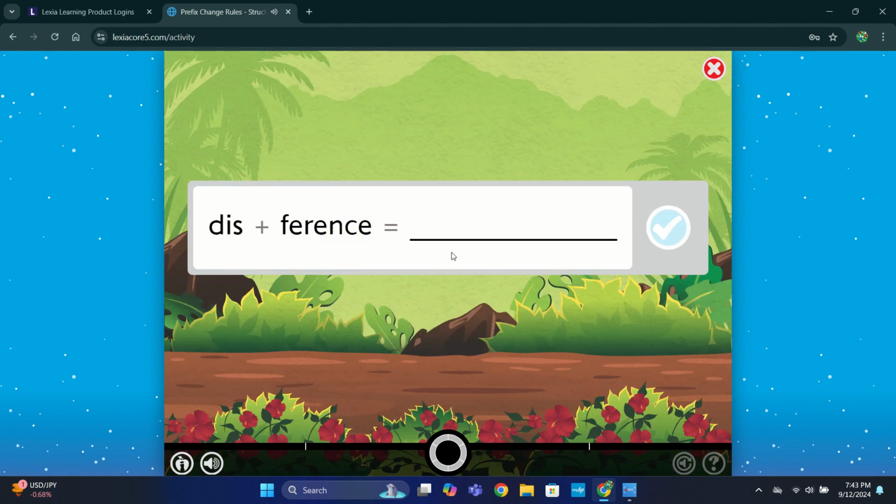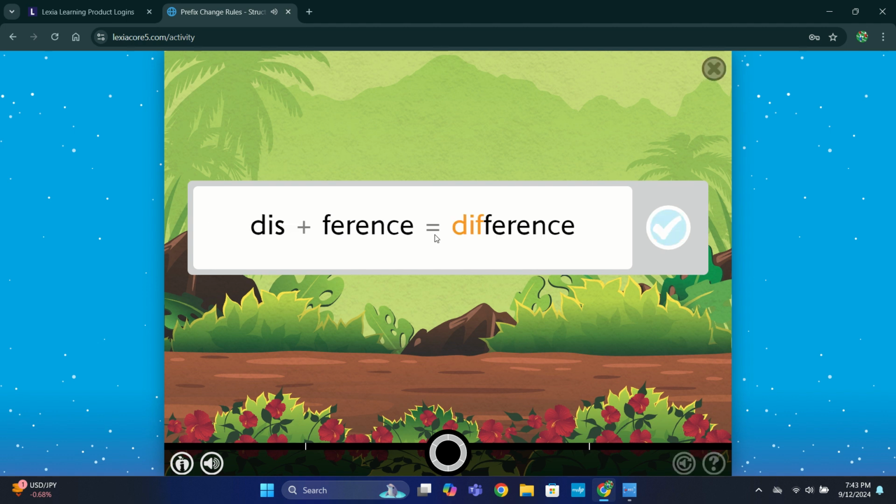Spell the word you hear. Remember to use the prefix change rule as you spell these words. Difference. The last letter of the prefix changes to the first letter of the root to make it easier to say. Difference. Difficult.